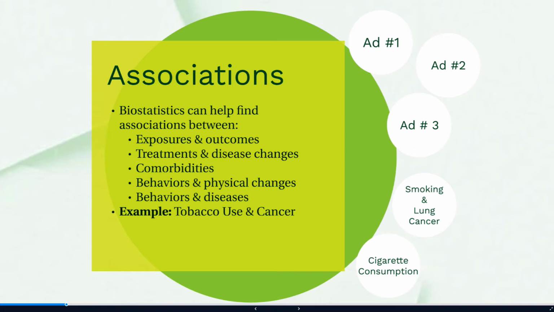We can look at treatment interventions and disease changes. This is very common in clinical trials. We can look at comorbidities. Those are people who have a primary illness, but also have additional illnesses. So if you look at somebody with multiple sclerosis, they may also have diabetes. They may also have mental health comorbidities. So people can have more than one disease at a time, and biostatistics can be used to look at the associations between single comorbidities, multiple comorbidities, and the primary disease outcomes.